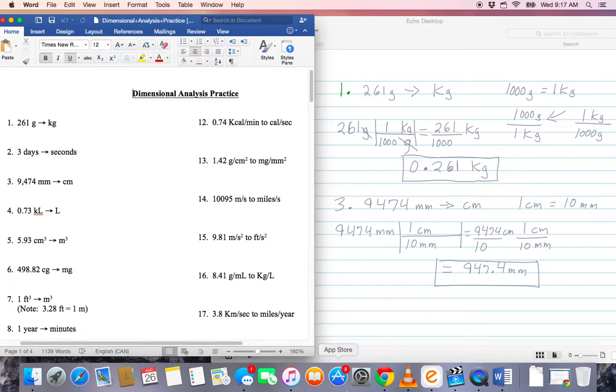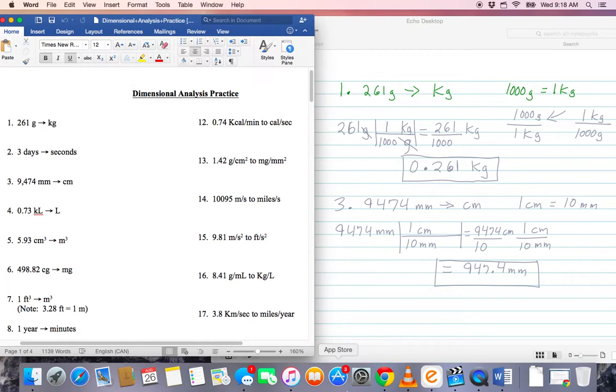Number 1 wants us to convert 261 grams. Remember, we always have units with numbers in science. We want to convert into kilograms. First thing we need to do is get a conversion factor. We need to know how many grams go into a kilogram or how many kilograms go into a gram so we can utilize that in our dimensional analysis. At this point, you should be familiar with your prefixes such as kilo, and kilo means 1,000. So there are 1,000 grams in 1 kilogram.